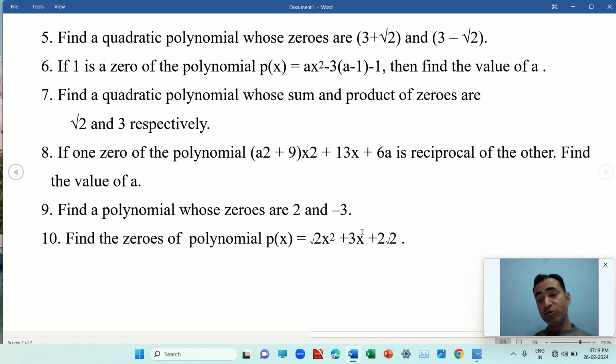So these 10 questions are very much important questions of chapter number 2, Polynomials, in class 10th, and we have to practice very well, and you will get good marks.